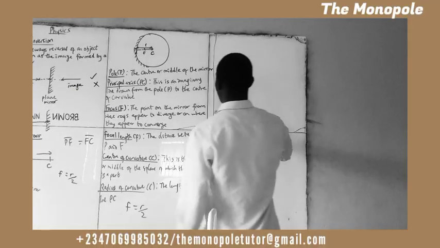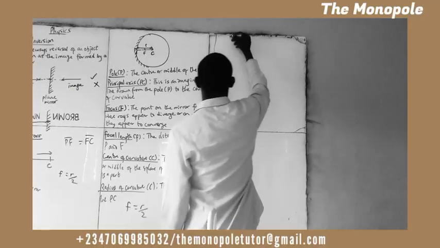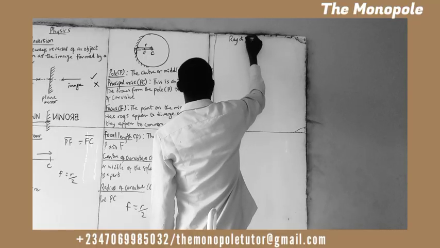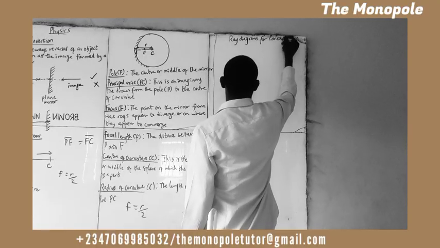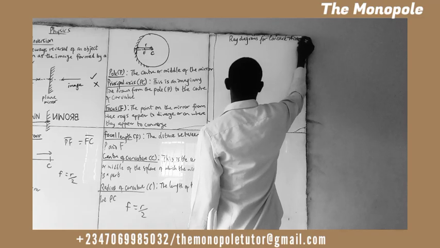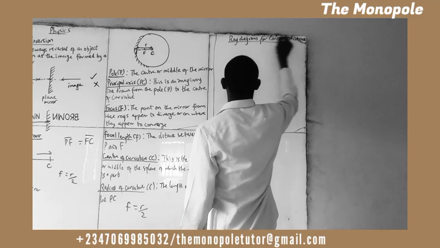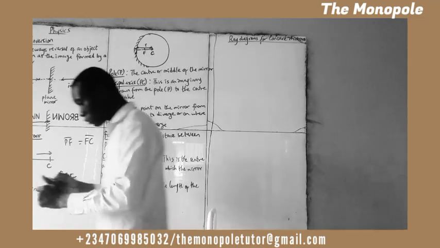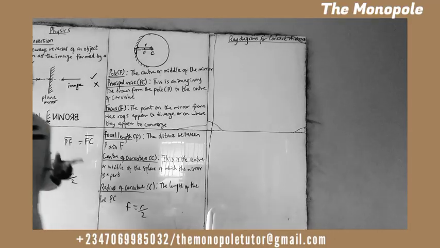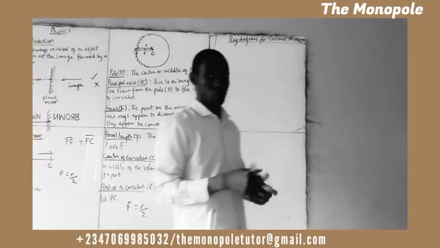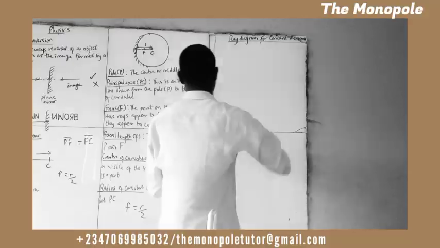Now, let's come to ray diagrams for concave mirrors. There are three rules to be used when you want to draw ray diagrams for concave mirrors, depending on where the object is placed. You need any two of them to construct ray diagrams. So, let's state the three rules.